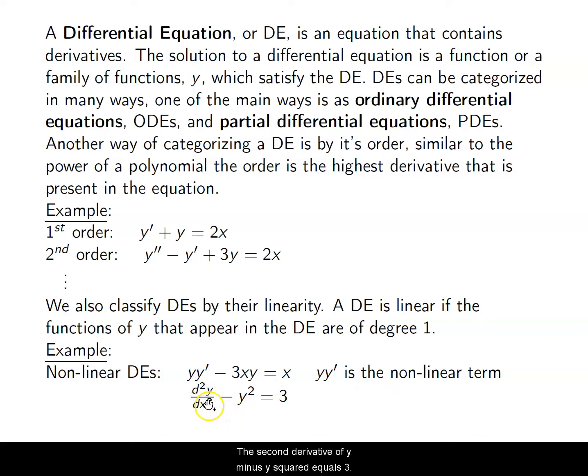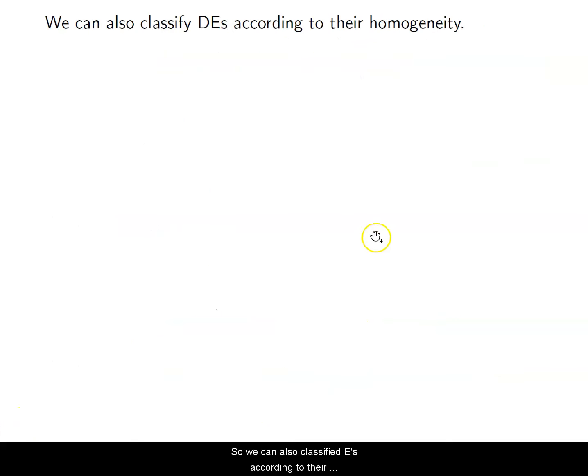The second derivative of y minus y squared equals 3. It's not the second derivative, but it's the y squared term that makes this a nonlinear DE. Okay. So we can also classify DEs according to their homogeneity, right? So we have what's called homogeneous equations and non-homogeneous equations.